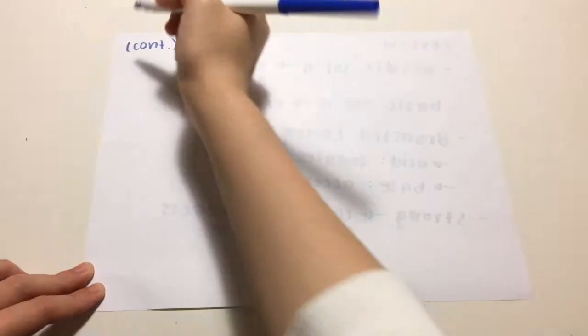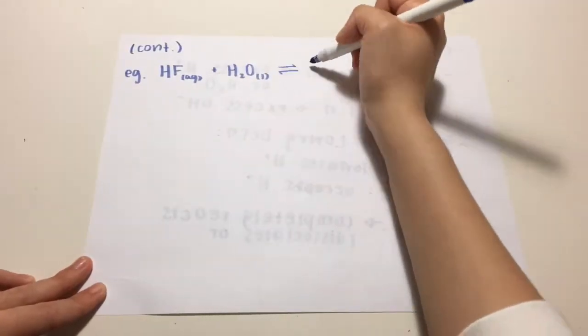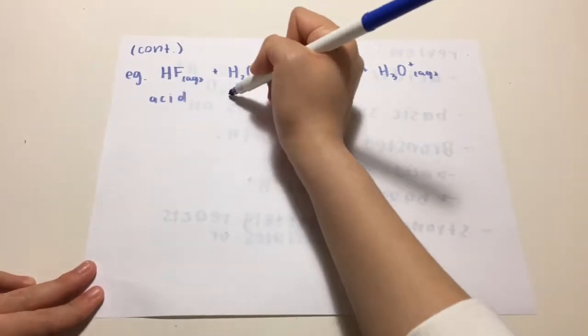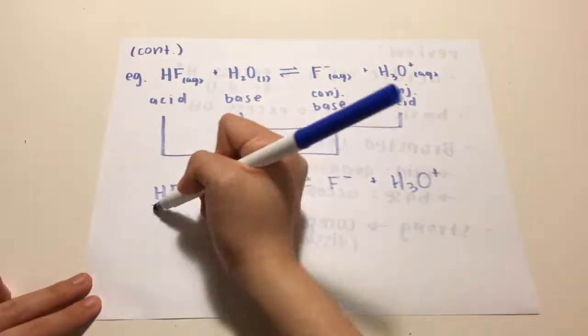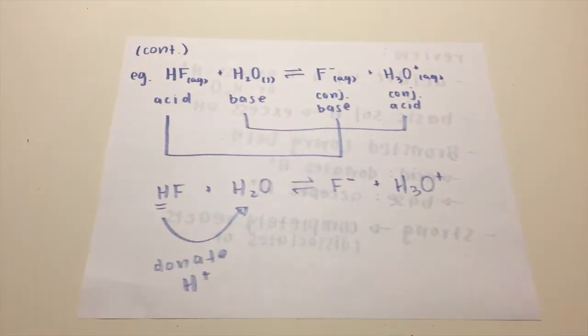For example, in a hydrofluoric acid solution, hydrofluoric acid molecules react with water molecules to produce fluoride ion and hydronium ion. When hydrofluoric acid donates its proton, it becomes the fluoride ion, which is the conjugate base, and when water accepts this proton, it becomes hydronium ion, which is the conjugate acid. So, hydrofluoric acid and fluoride ion would be a conjugate pair, and water and hydronium ion would be another conjugate pair.